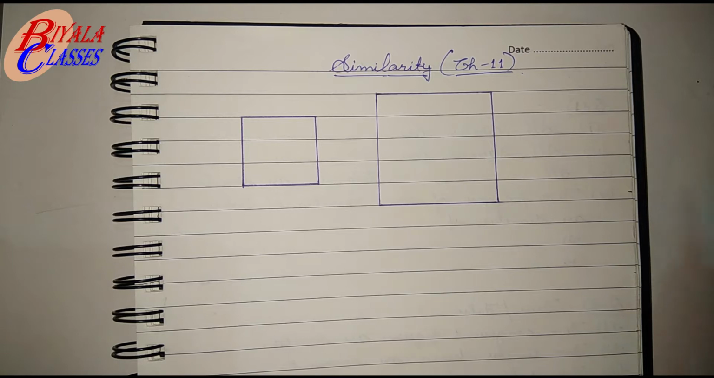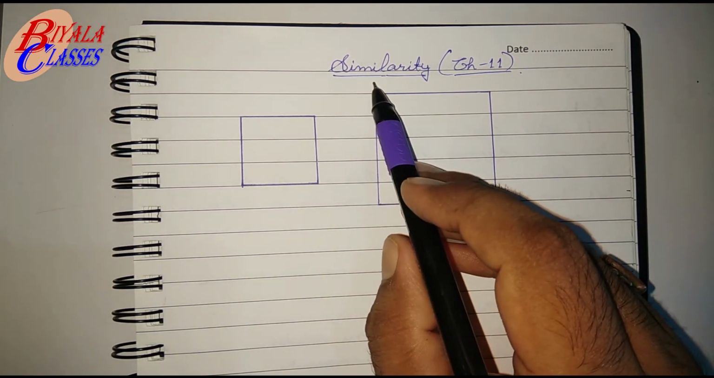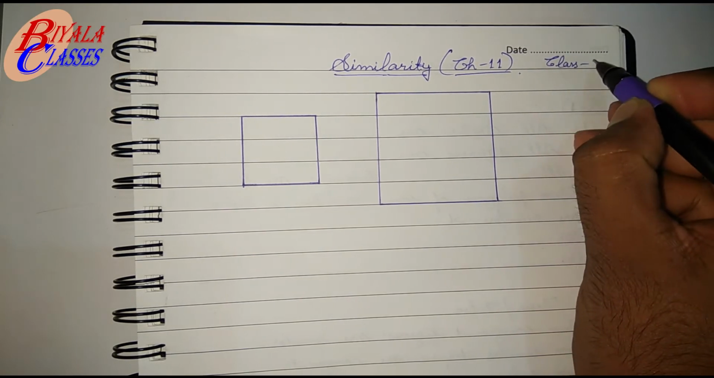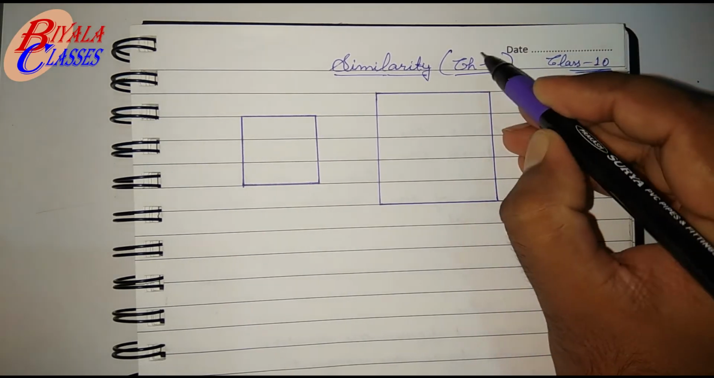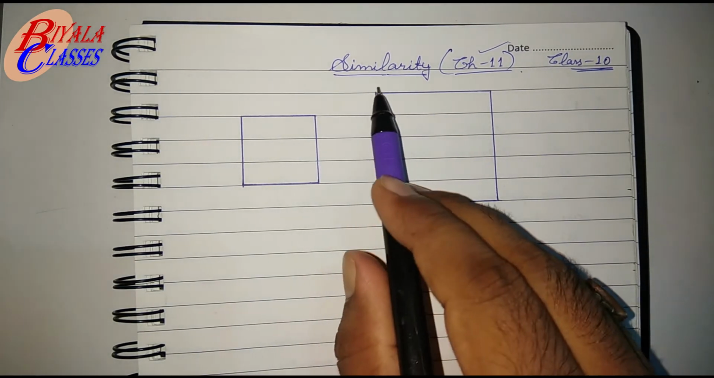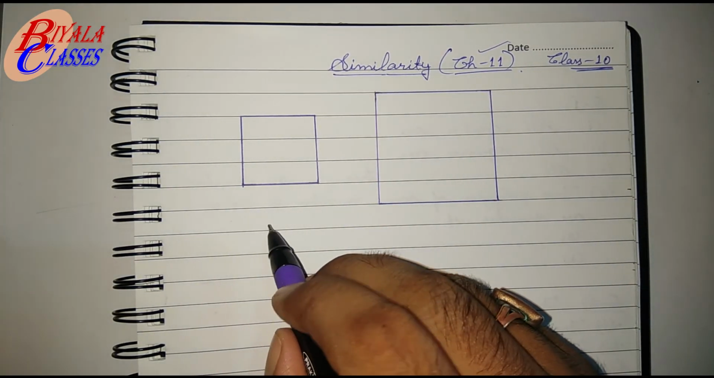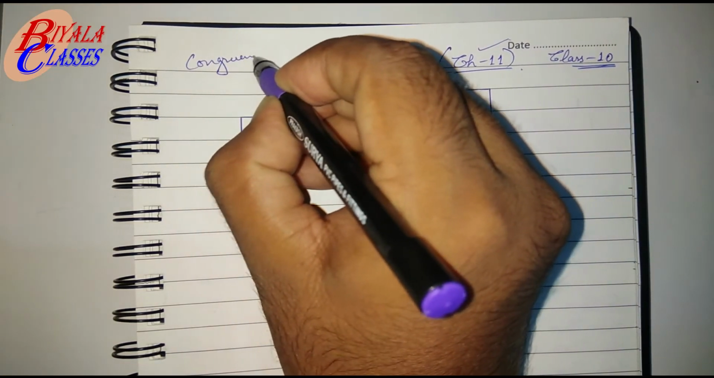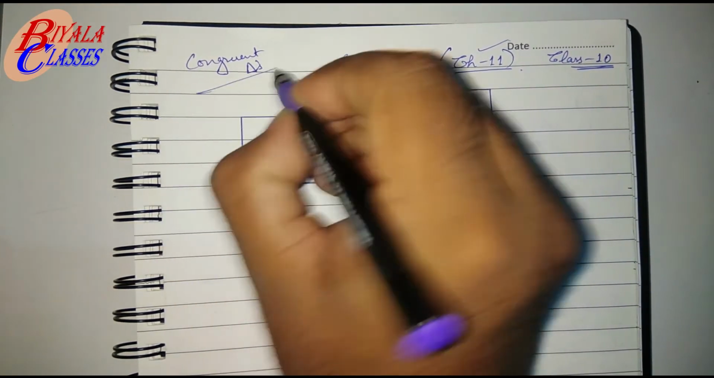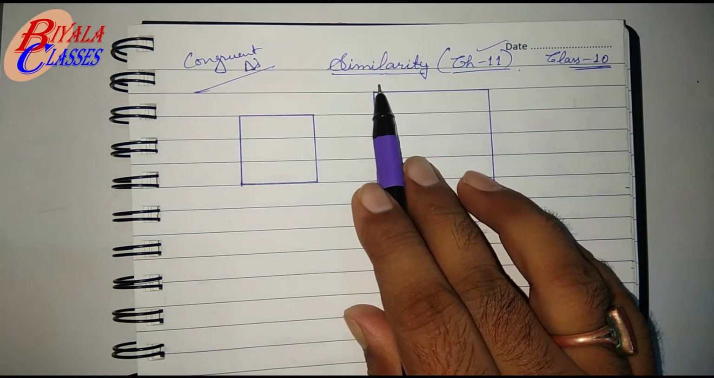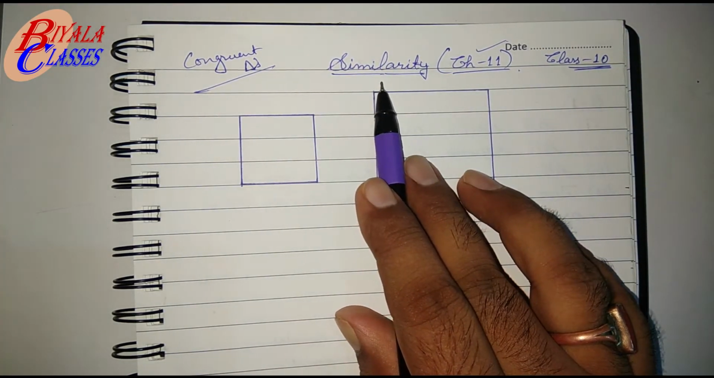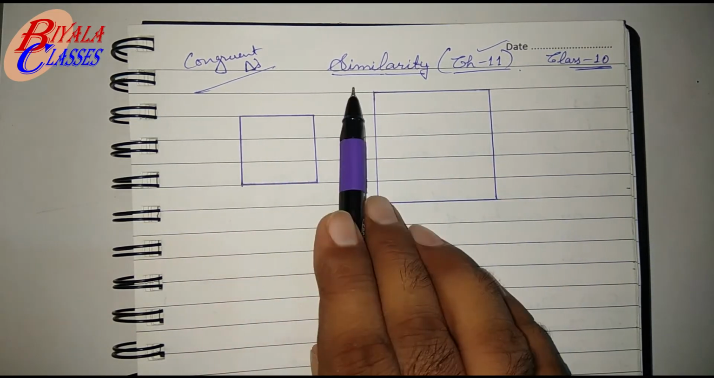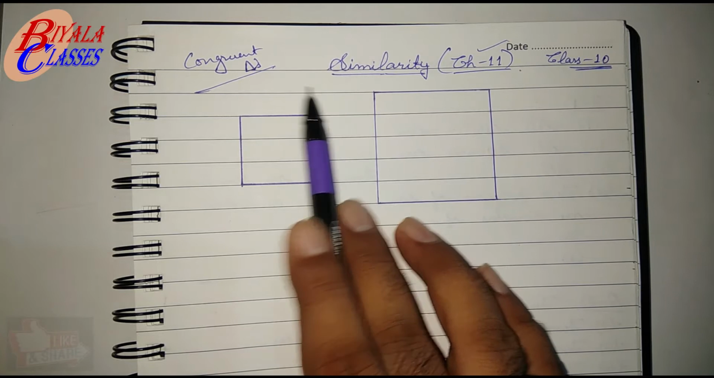Today we'll study the topic of similarity of class 10, that is chapter number 11. In the previous class you have studied congruence, that is the congruent triangles. Now in class 10 we'll discuss the topic of similarity. There is just one slight difference between congruence and similarity.